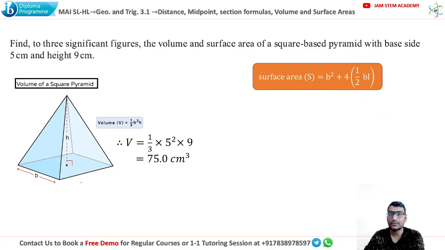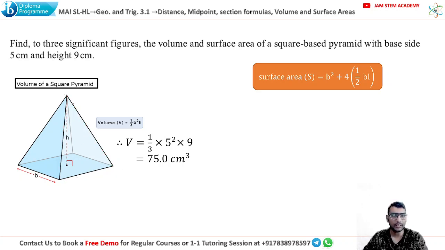Now the next part is, what is L? L is the height of the triangle. Can I take height as this h height? No, it's not the same. The reason is this h given, which is 9 centimeter, is the height from the top point to the base, right? It's a perpendicular to the base. It's not the height of this triangle face.